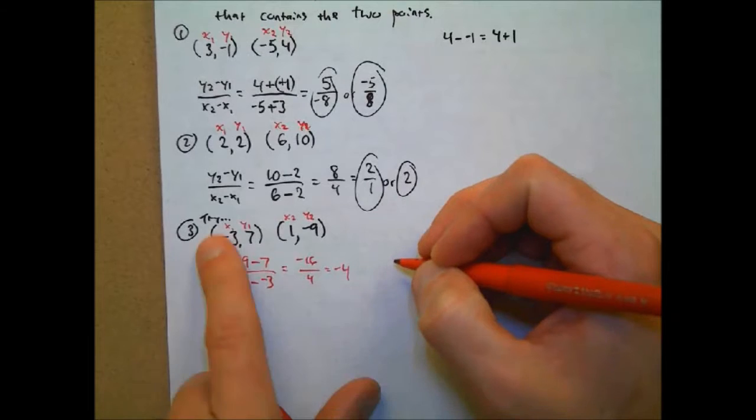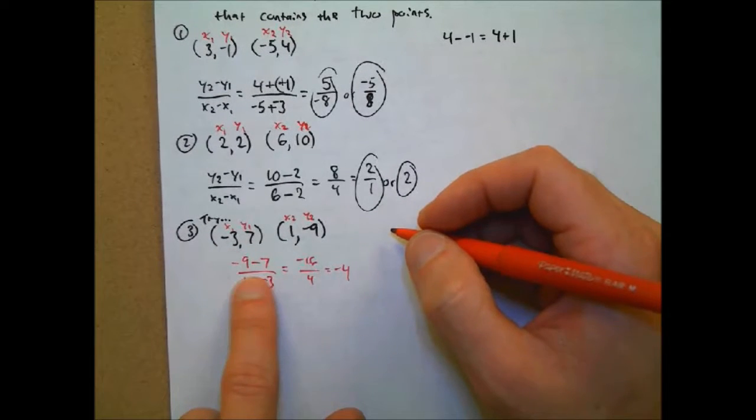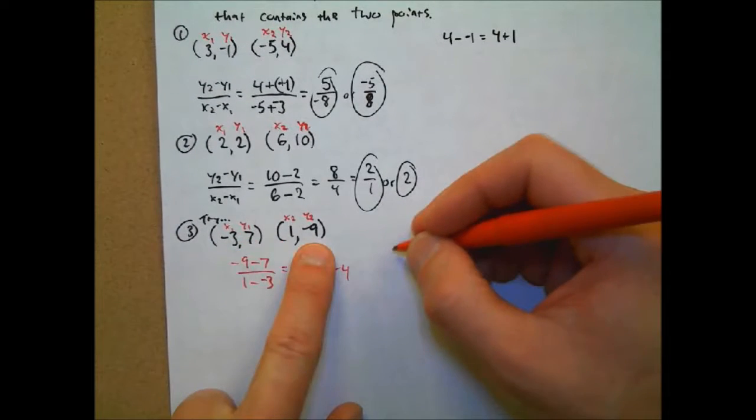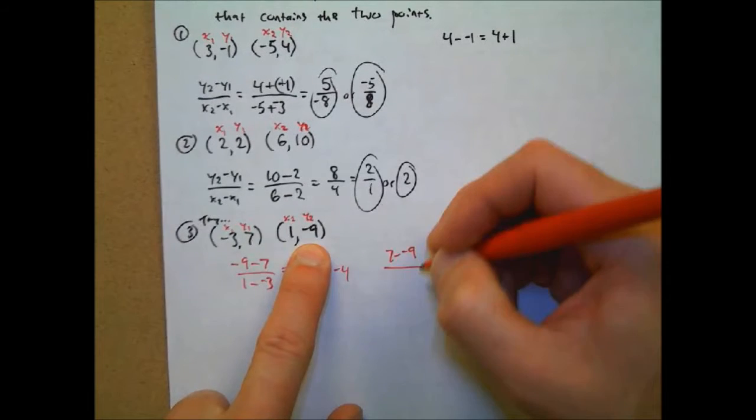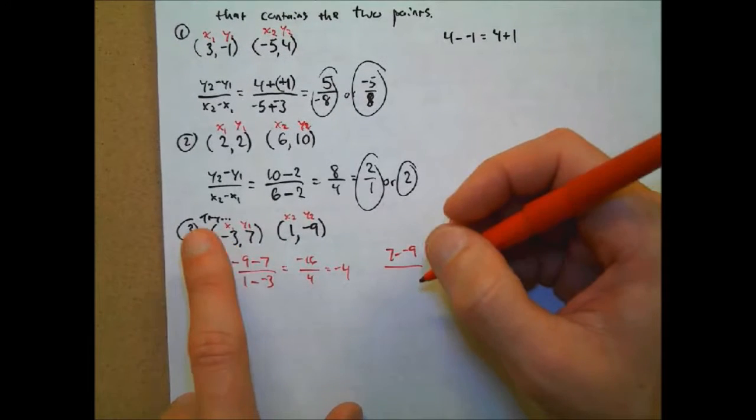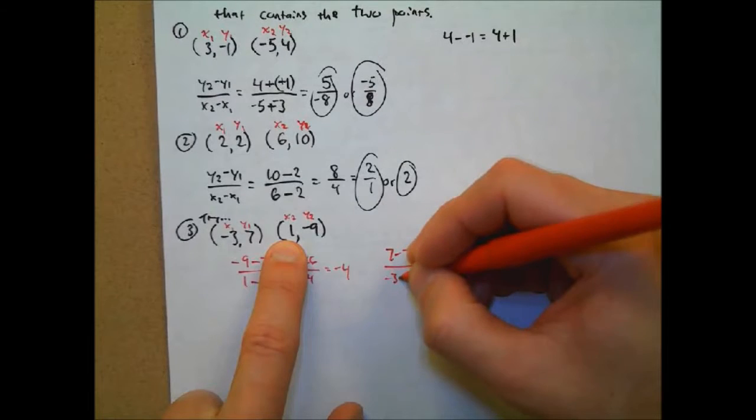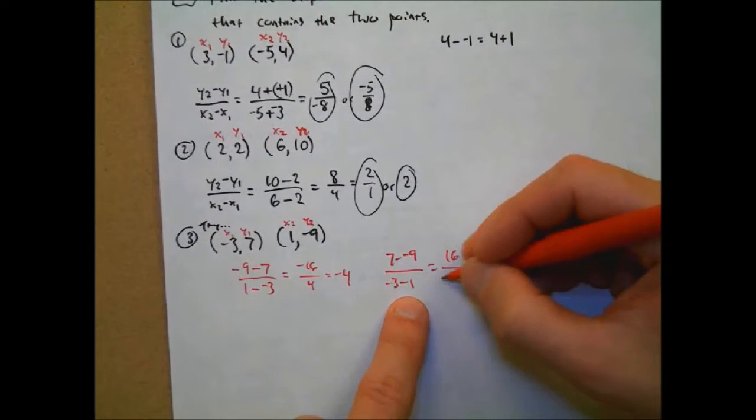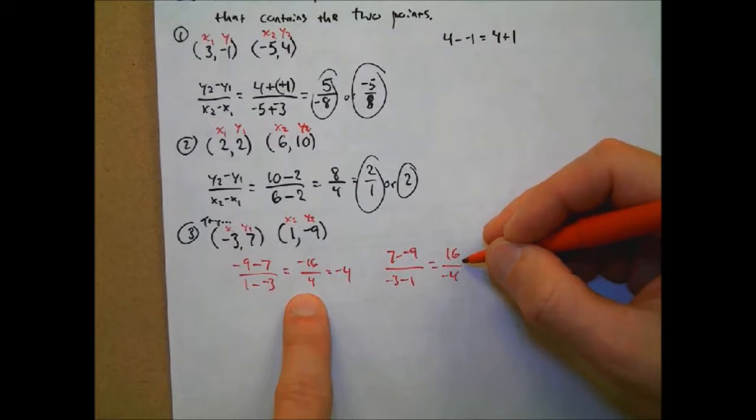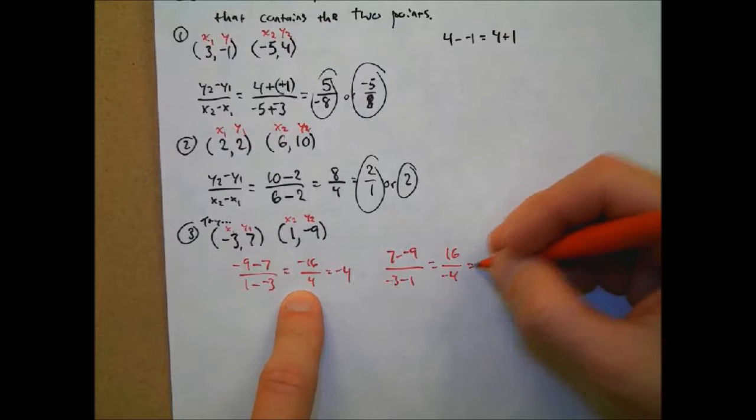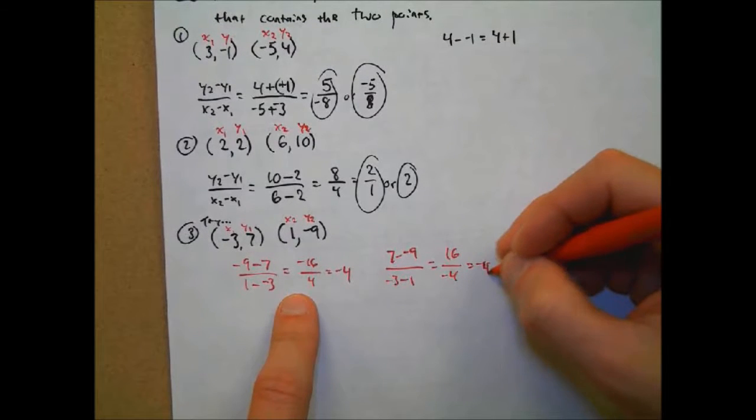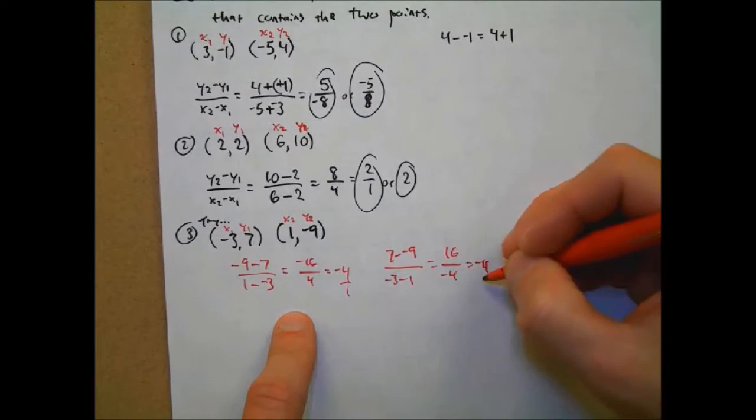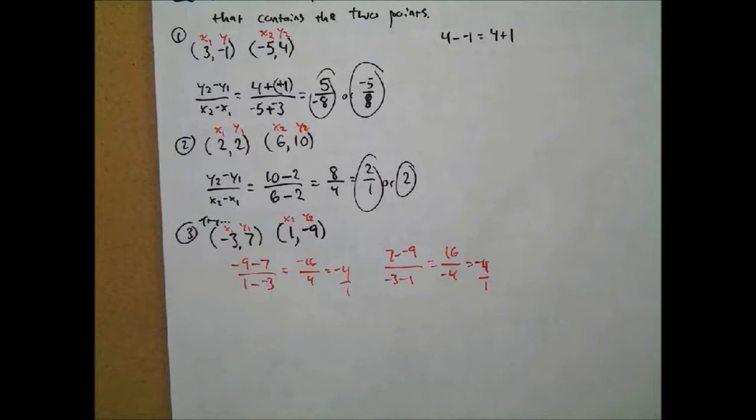But if we switch the order here, and if I did 7 minus negative 9, and then I did the same switch of the order with the x's, so I did negative 3 minus 1, 7 minus negative 9 gives me a positive 16, negative 3 minus 1 gives me a negative 4. Aren't these the same? Negative 16 over 4 and 16 over negative 4, aren't those the same? They both give us negative 4. So they're both right, or negative 4 over 1 if you like. So that's the idea there.